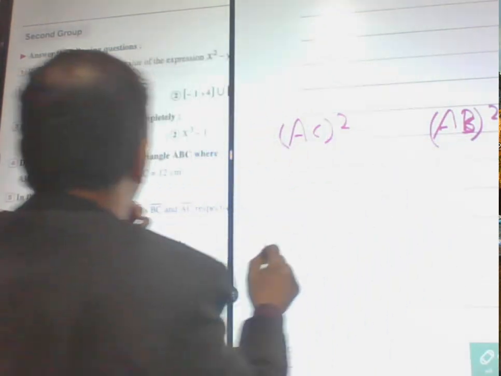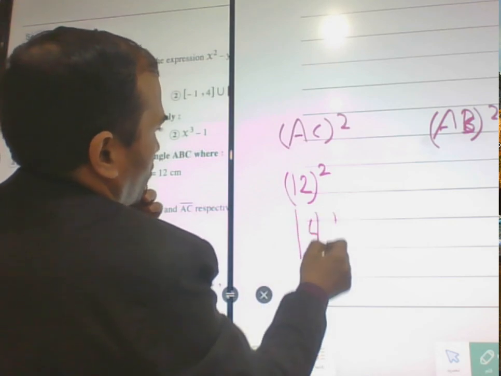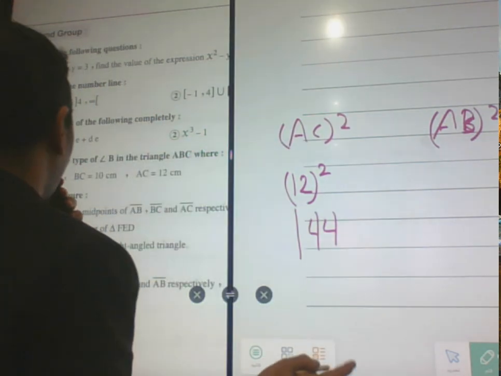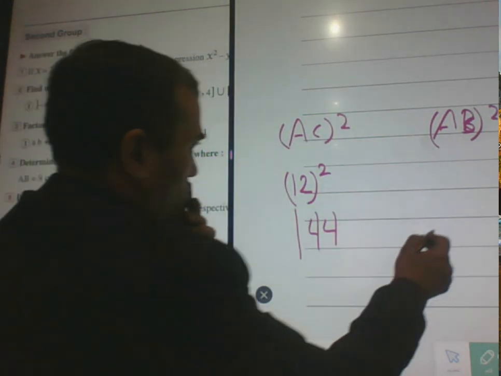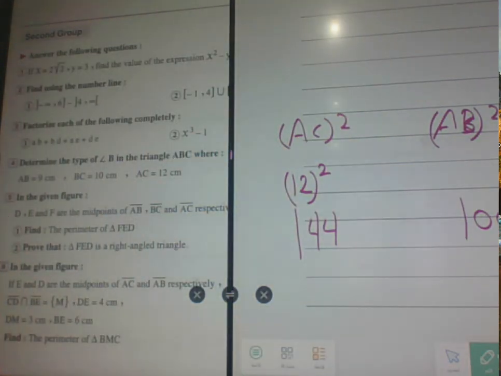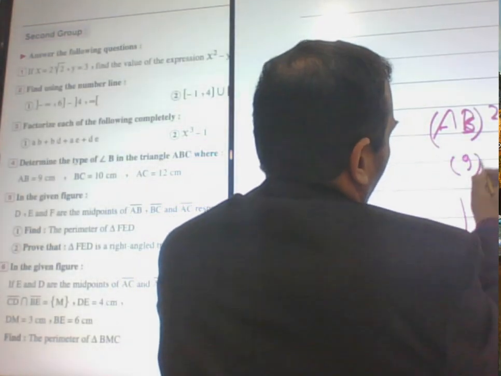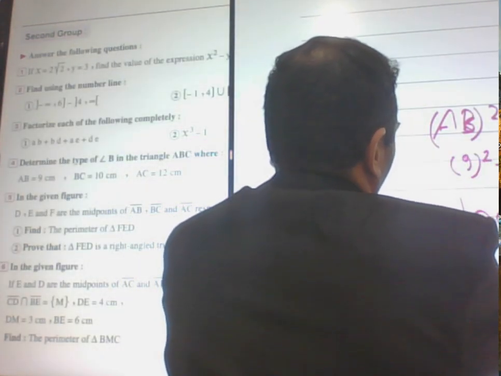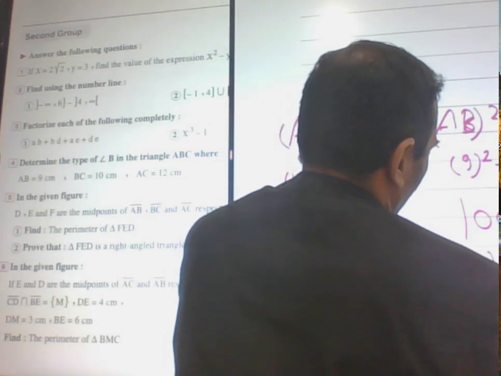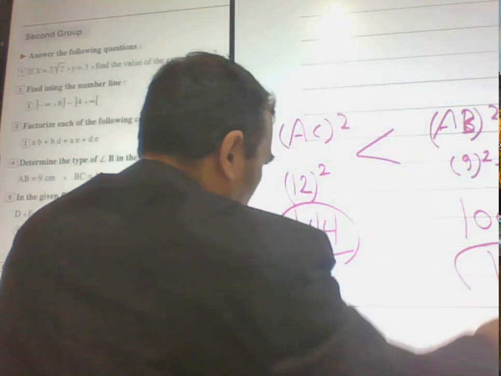Then AC power 2, 12 power 2, will be 144. And AB power 2, AB was 10, 10 power 2 is 100. And BC power 2, BC was 9, 9 power 2 will be 81. Yes, we have here 9 power 2 and here 10 power 2, then the result will be 181. Look at here, 144 is less than 181.